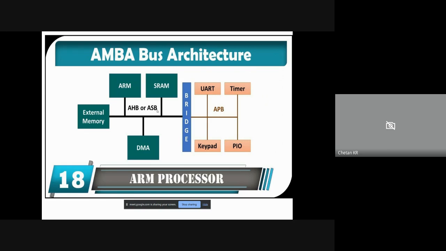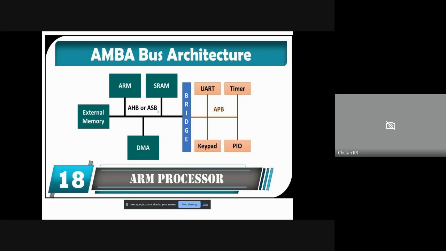Next comes peripherals on the right side. Peripherals may be UART, it may be a timer, it may be a keypad, it may be a PIO, like that. It can be anything. Whatever may be the peripherals, if you want to communicate, you have to go through a bus called APB, ARM peripheral bus, which is low speed. APB, AHB difference on that. AHB is ARM high speed. APB means ARM peripheral bus, which is low speed.